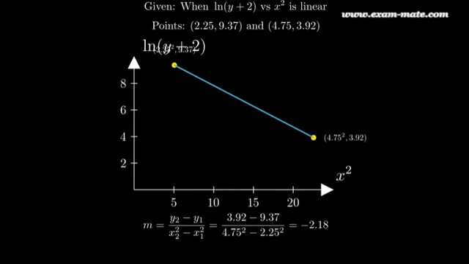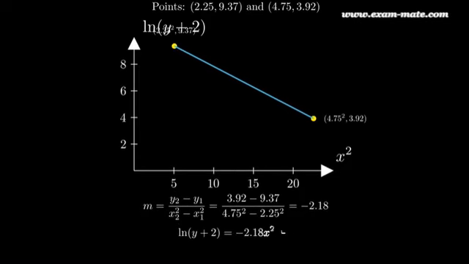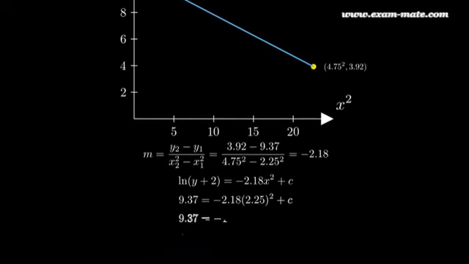Now that we have the slope, we can use the point-slope form of a line, y - y1 = m(x - x1), to find the equation. Using the first point and our calculated slope of -2.18, plugging in the point (2.25, 9.37), we get 9.37 = -2.18 times 2.25 squared plus c. Solving for c gives us 14.275.